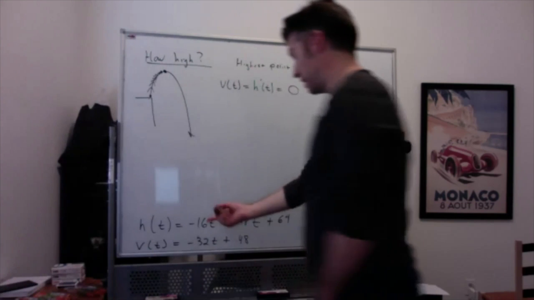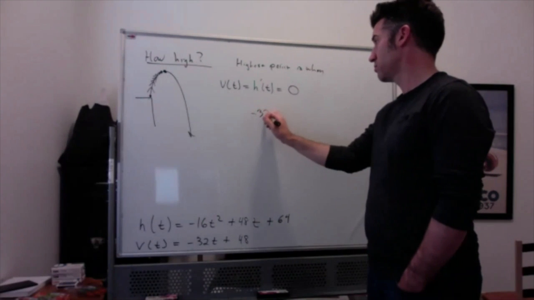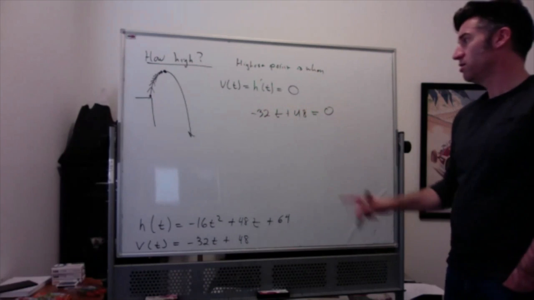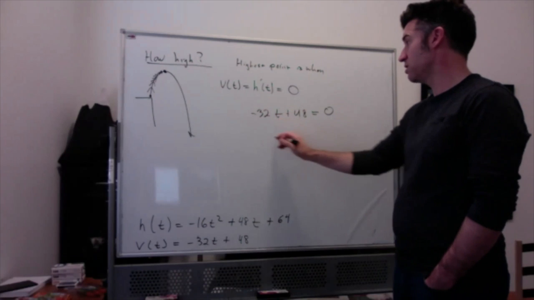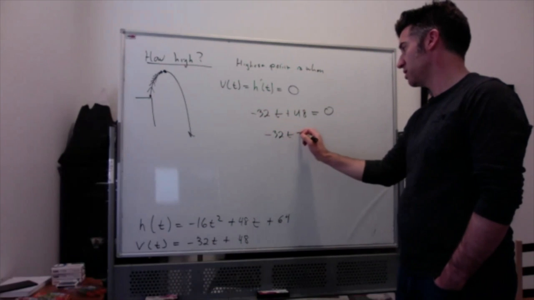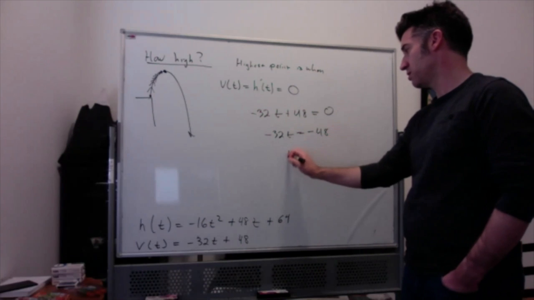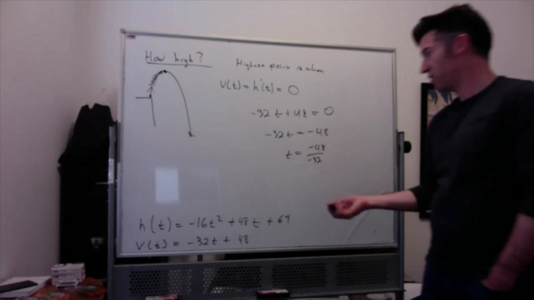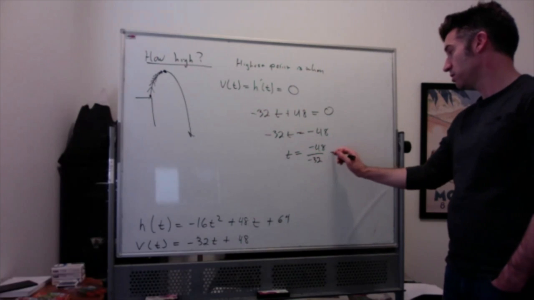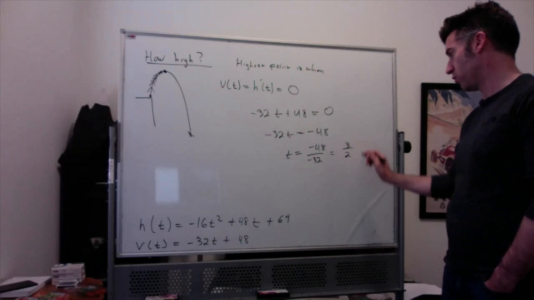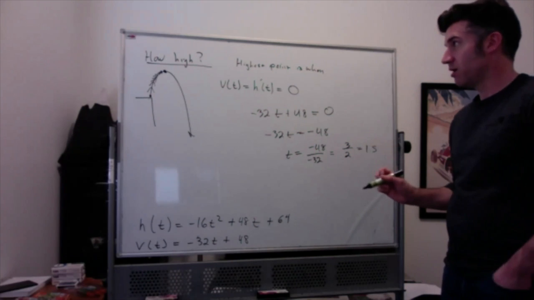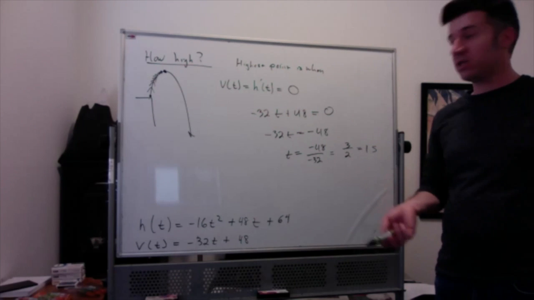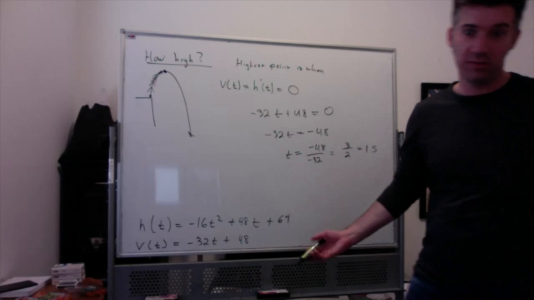Which we can find by setting the velocity equation equal to 0 and solving for t. So negative 32t equals negative 48. t is going to be negative 48 divided by negative 32. Those are both divisible by 16. That's going to be 3 over 2, or 1.5. That's not how high it is. That's just what time it is when it's the highest. To figure out how high that actually is, we have to plug that into the height equation.